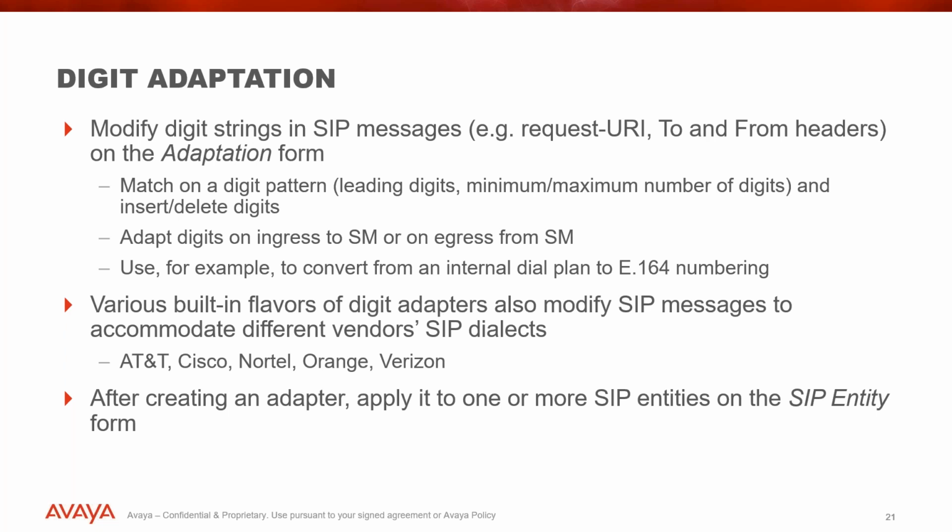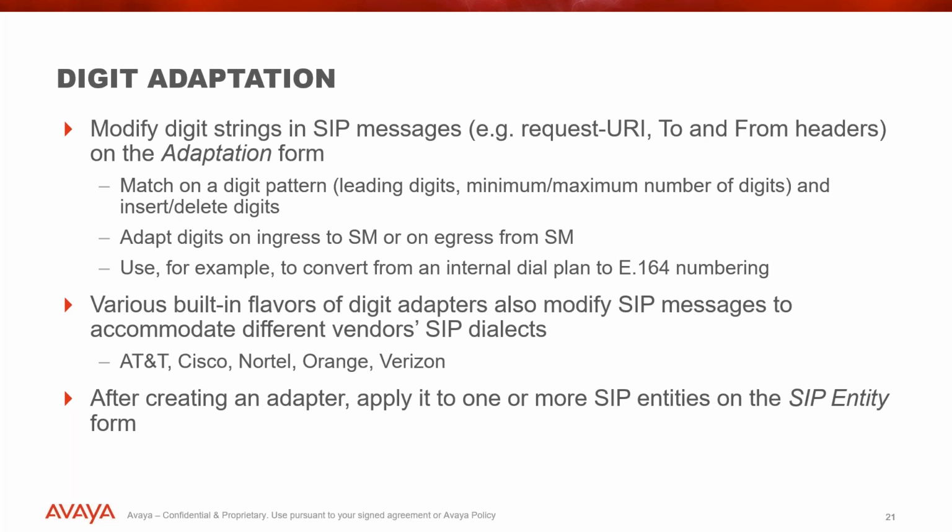So you've got an invite coming into Session Manager. It has your private four-digit numbering plan or seven-digit numbering plan or however many digits you use within your enterprise. Then you can insert or delete digits and map it to the digits you want to send to your service provider instead. The way this works is you specify a digit pattern, which, much like dial patterns, is going to be leading digits and a minimum and a maximum number of digits. We'll take a look at a screenshot in a second. Then you specify digits you want to insert or how many digits you want to delete from the beginning of the digit string.